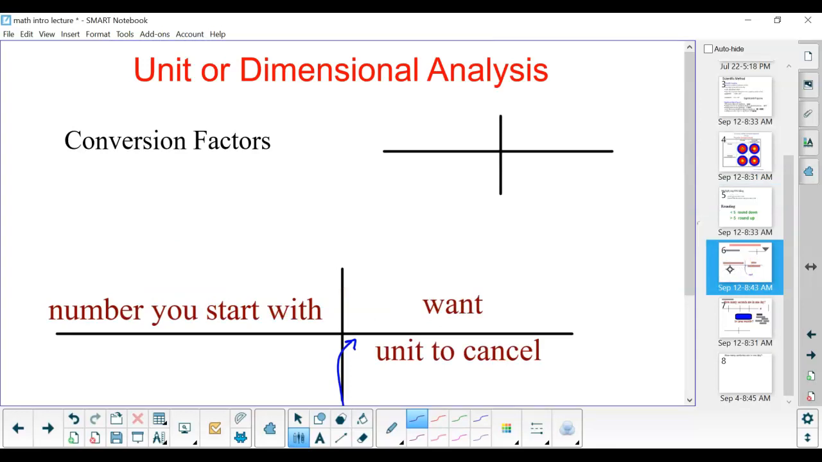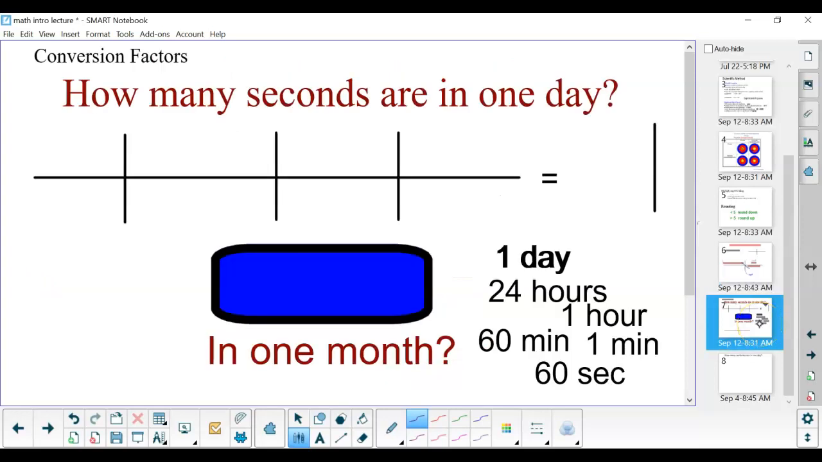It's called unit analysis or dimensional analysis. This is a super, super important skill for you to develop. We're always going to start out with the number that's given to us in the problem. Then we're going to make sure that we include the unit we want on top and the unit that cancels diagonally on the bottom. And if you can do this when you go to college, you will be steps ahead of your other classmates.